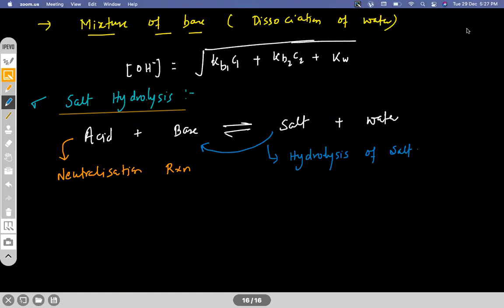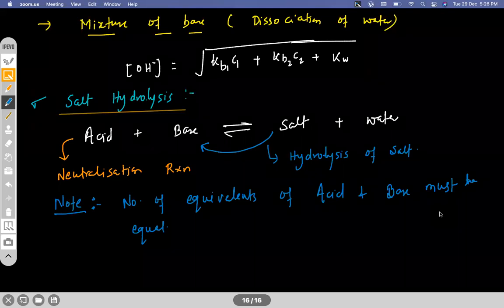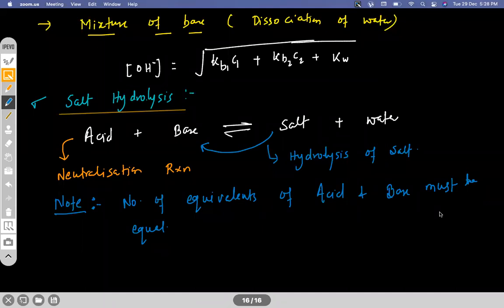Clear. Okay. One very important point I'm going to tell you here, which you will understand clearly once we start the buffer solution. For now, just keep this in your mind. What I'm trying to tell you is that for salt hydrolysis, the number of equivalents of acid and base must be equal. Why I'm giving you this condition, you will understand once we discuss buffer solution.